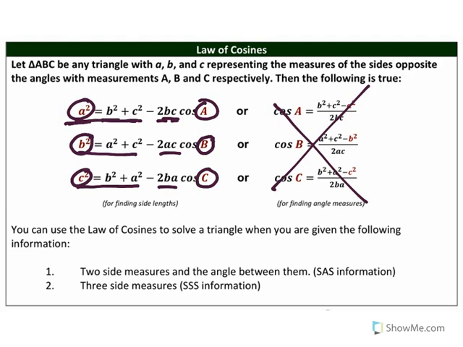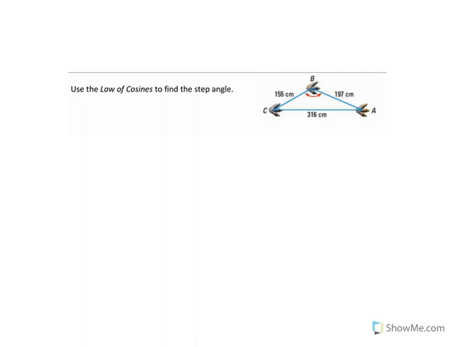So there is one last thing on here that's important. It's that bottom part where it says you can use the law of cosines to solve a triangle when you are given the following information: 2 side measures and the angle between them, so side, angle, side, or 3 side measures. Otherwise, you're going to use law of sines, which we already did. So here's our first example.